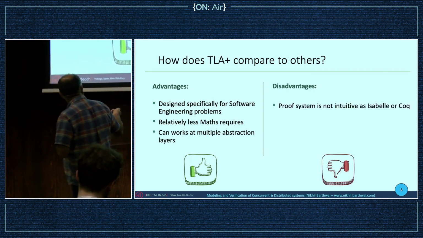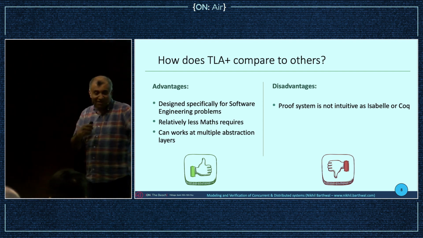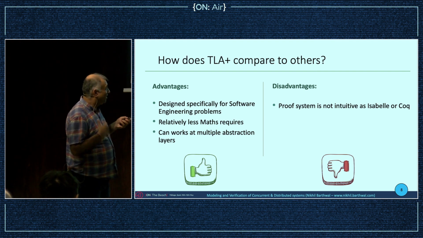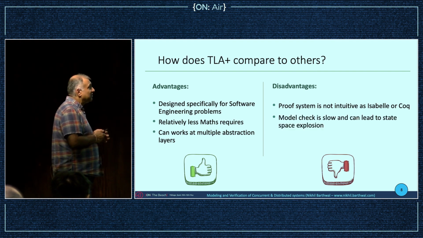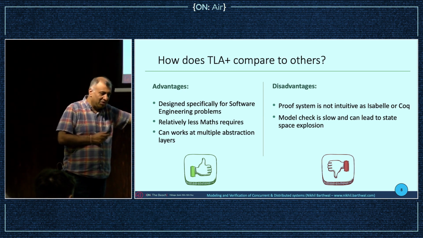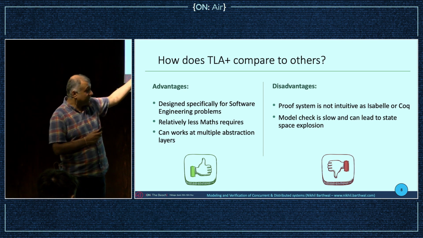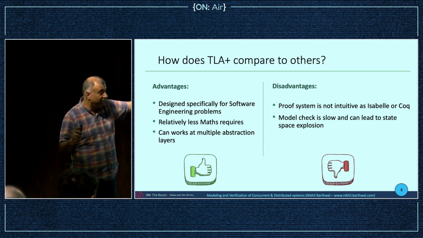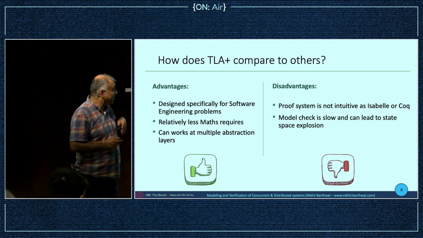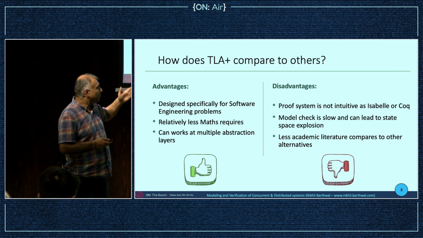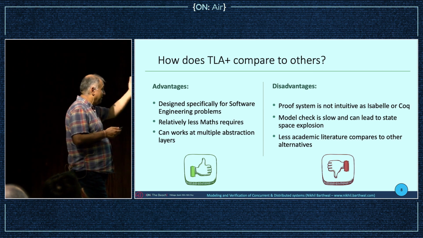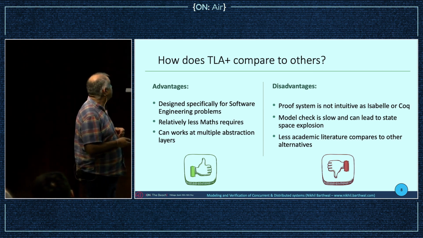Obviously, it has certain disadvantages, and I want to present both sides of the story. The proof system is not very intuitive. Even the syntax is actually a little bit weird, personally. Model checking is very slow because you are examining all possible states, so you obviously go into state space explosion. However, there are ways in which you can control the state space explosion, and I'll talk about that towards the end. And because it's relatively new, there is less academic literature available compared to other alternatives. So these are the disadvantages.